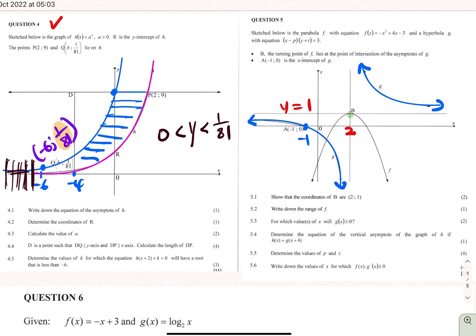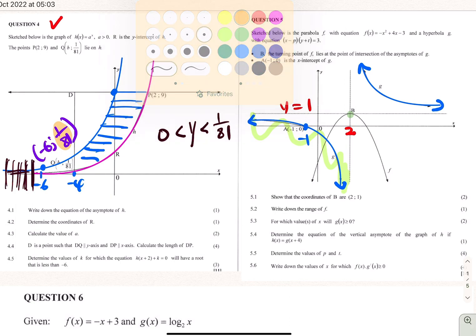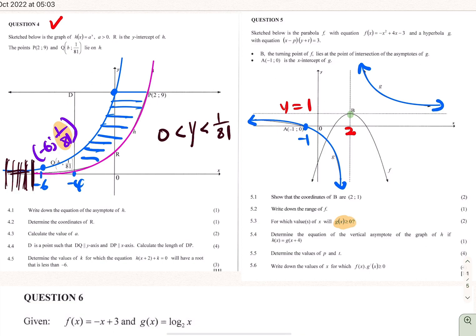So they are saying, for which values of x will g of x be above the x-axis? Where is g above the x-axis? Well, let's look at this branch first. Where is this branch bigger than 0? Above the x-axis. When they say bigger than or equal to 0, they are basically saying to you above the x-axis. Look above the x-axis. So we're talking about this region here. You look at this region, just this region here.